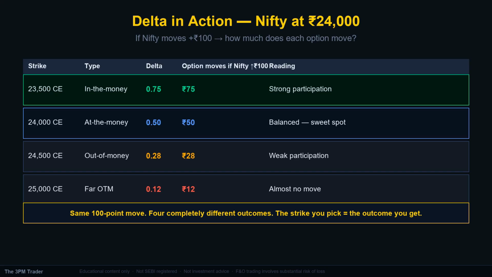The 24,500 call, 500 points out of the money, delta 0.28. Only 28 rupees on the same 100-point move. The 25,000 call, very far out, delta 0.12, 12 rupees, same stock move. 4 completely different outcomes. Write this down. The strike you pick determines how much you participate in the move.